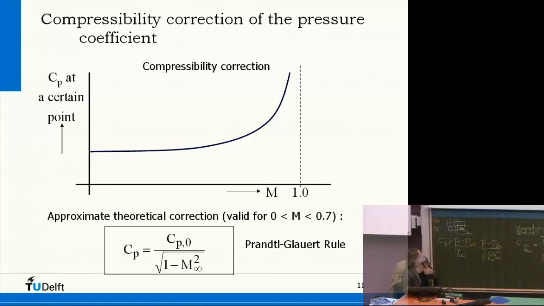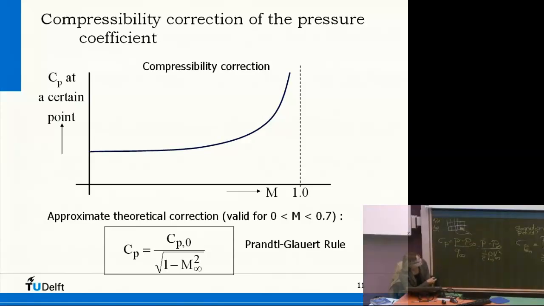Now, I just showed you the incompressible derivation, the Bernoulli relation that is behind this Cp. Then what happens for compressible flow? The Cp at a certain point is reasonably insensitive to the Mach number for a large range. But if you get close to Mach number 1, your Cp will change significantly. Prandtl-Glauert have shown that you can work with a correction. It's not valid up to Mach 1, but it's valid up to Mach 0.7.